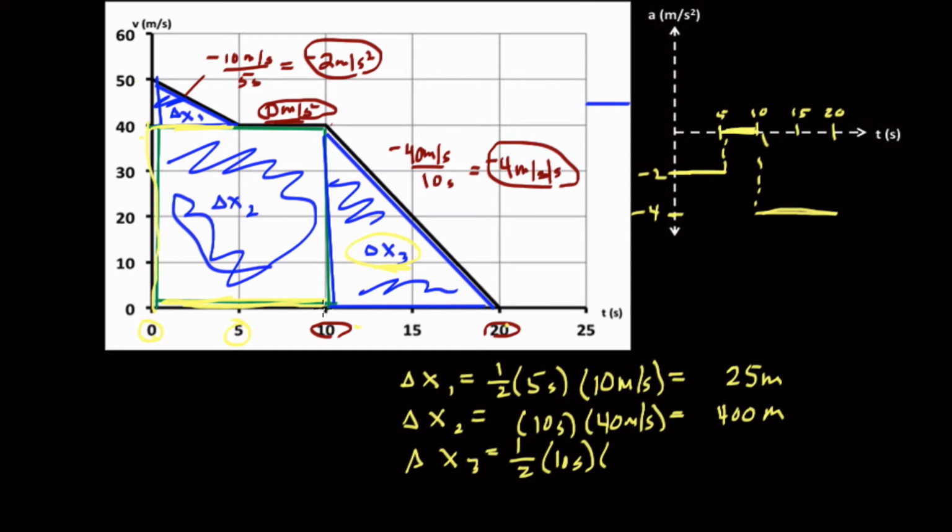And it goes from 0 meters per second to 40. So that's also 40 meters per second high. 1/2 of 10 is 5. 5 times 40 is 200. So if I want to know the total displacement, I add these all up, and I get 625 meters.